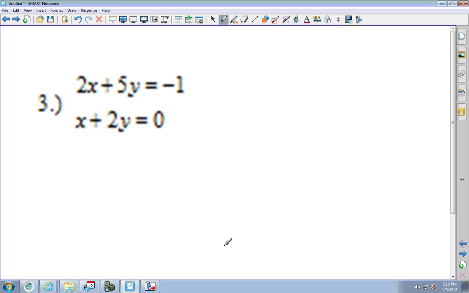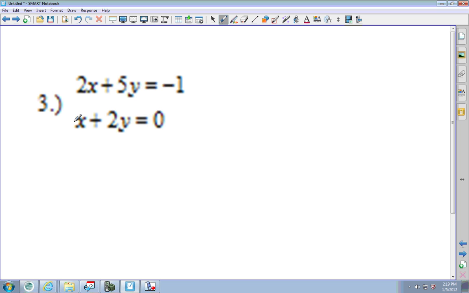Number 3. Pause the video and see if you can come up with the answer. Well, look here. If I go through and try to combine these, I get 2x and 1x, which is 3x. Wait a minute. And then this right here, that's plus 7y equals negative 1. Something's wrong. It doesn't get rid of one of my letters. That's not good. Well, what we need to do is look at one of the equations and figure out what we can do to it to make one of the letters disappear.